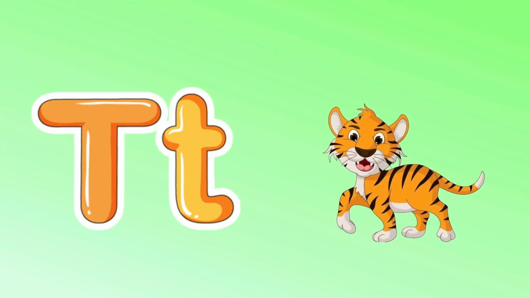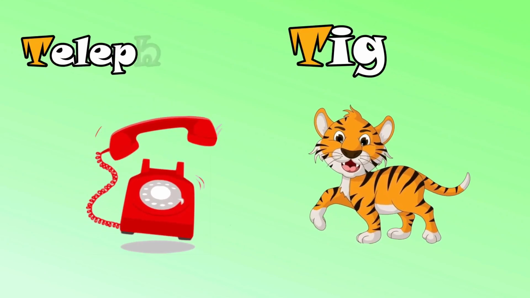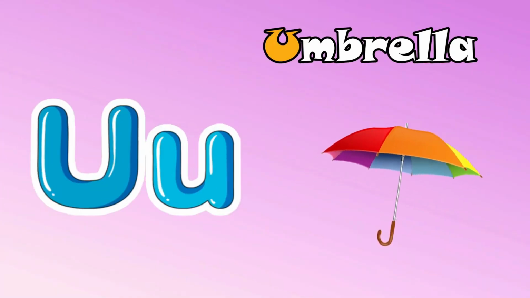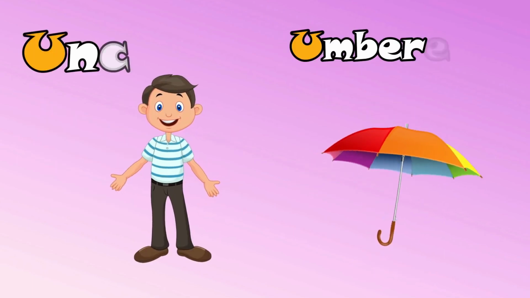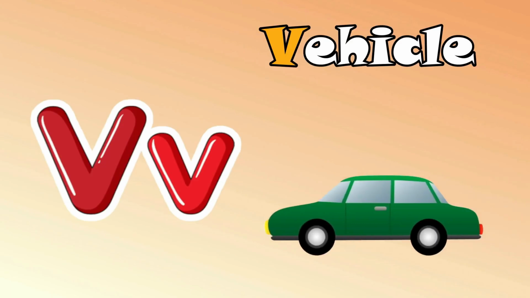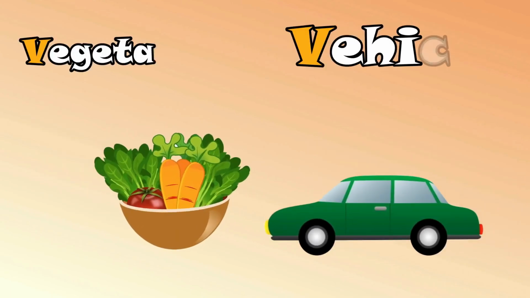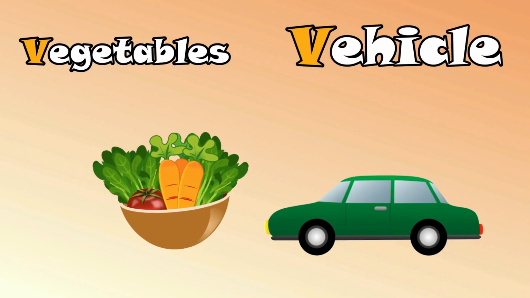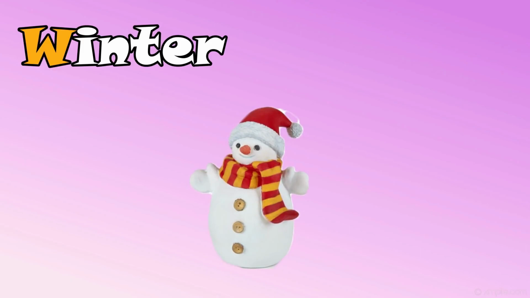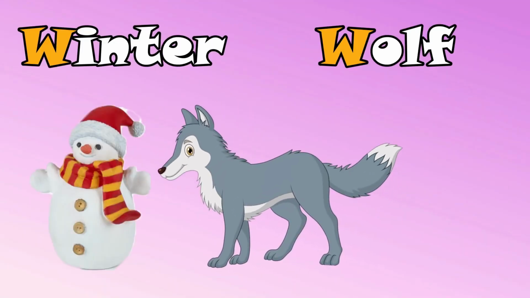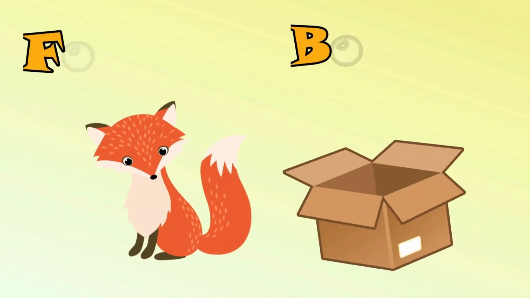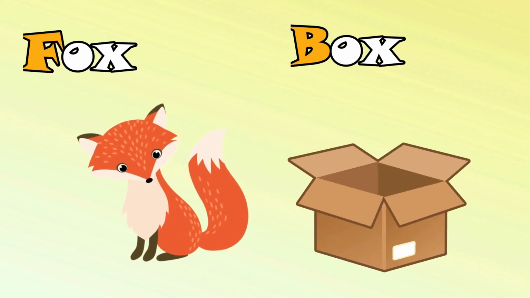T for tiger. T for telephone. U for umbrella. U for uncle. V for vehicles. V for vegetables. W for wolf. W for winter. X for box. X for fox.